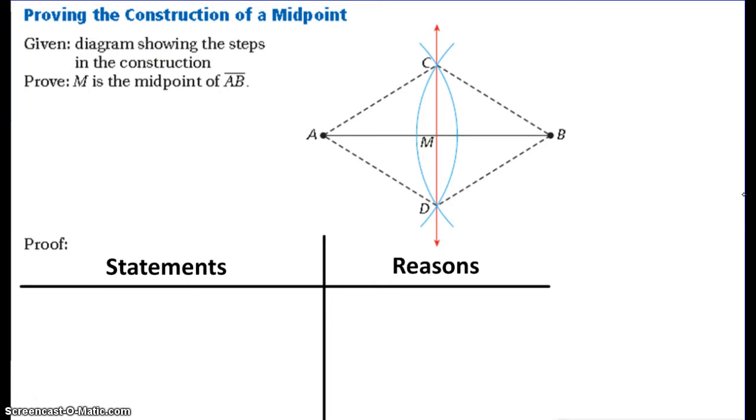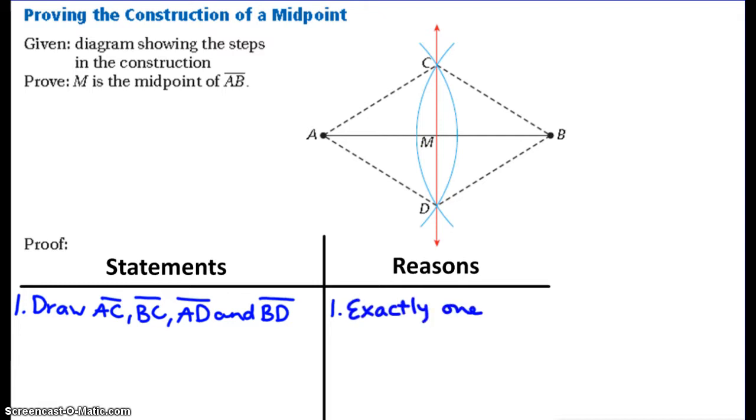So first things first, I want you to draw AC, BC, AD, and BD. That's going to be your step one, to draw AC, BC, AD, and BD. And the reason I can do that is because there's exactly one line between two points.